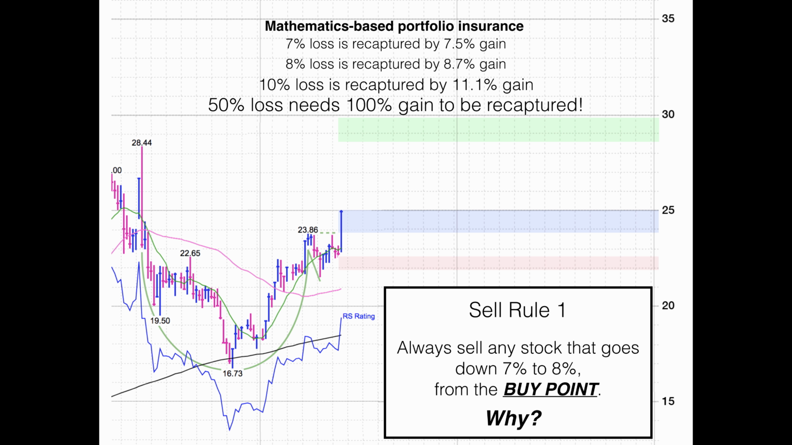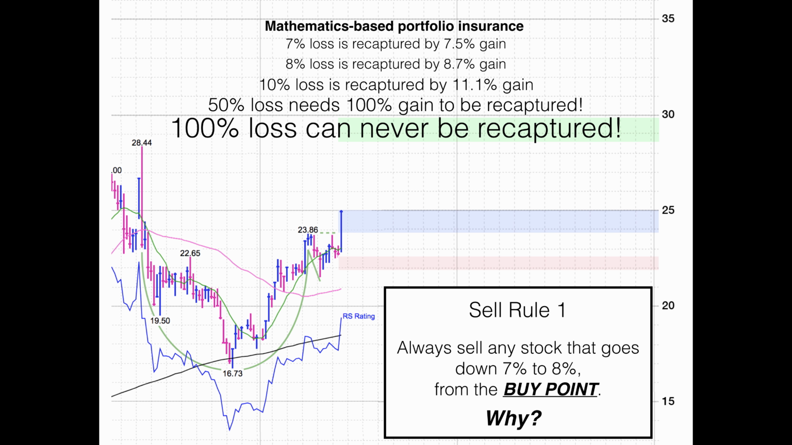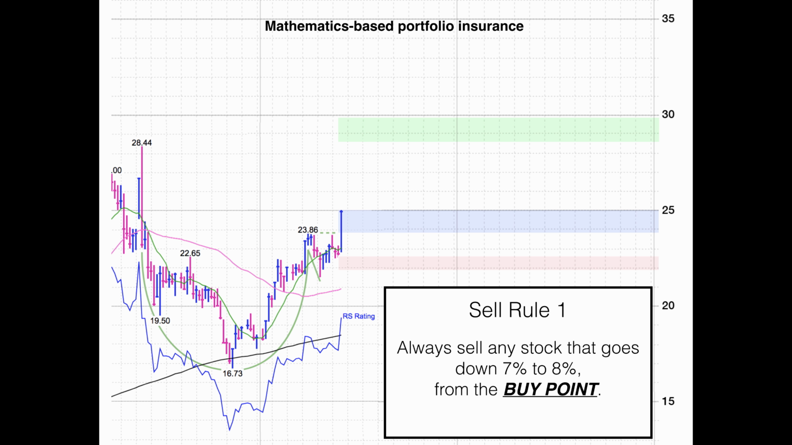Now, if you have a 50% loss, you have to have a 100% gain in the future just to get back to even. 100% gains are few and far between. So that does damage to your portfolio. You have to avoid those 50% losses. Taking a 7% loss, you can survive. 50%, that damages your portfolio. And of course, if you have a 100% loss in a position, that can never be recaptured. That money's gone. You can't invest it in another stock to try to recapture it.